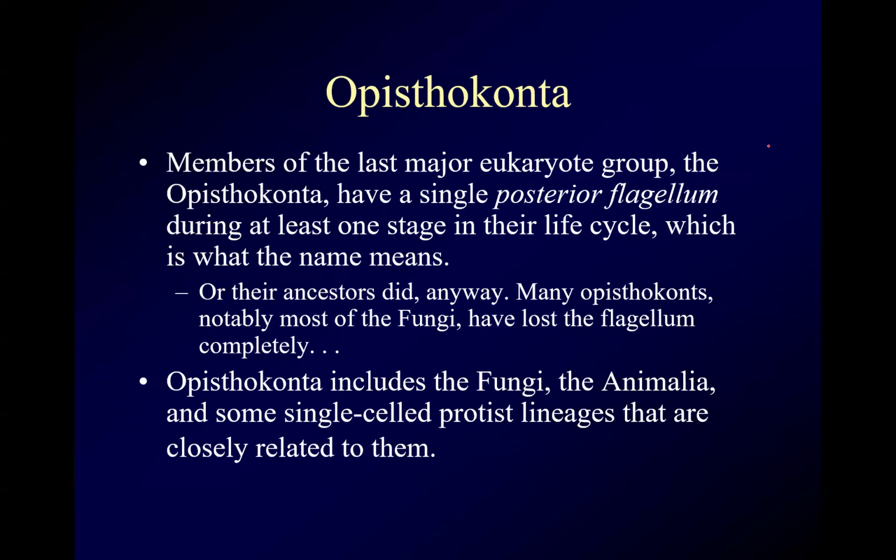The last eukaryote group that we have to cover is the Opisthokonta, and this is the group that includes the fungi and it includes the animals. Opisthokonta means... kanta, I think, is a whip, and opisthe is the Greek root for to the rear.